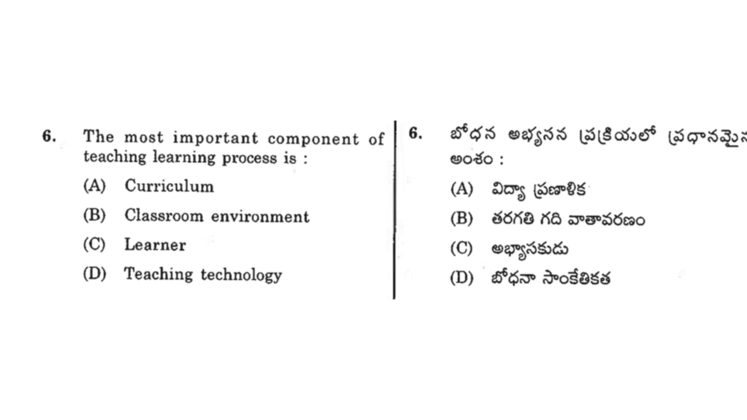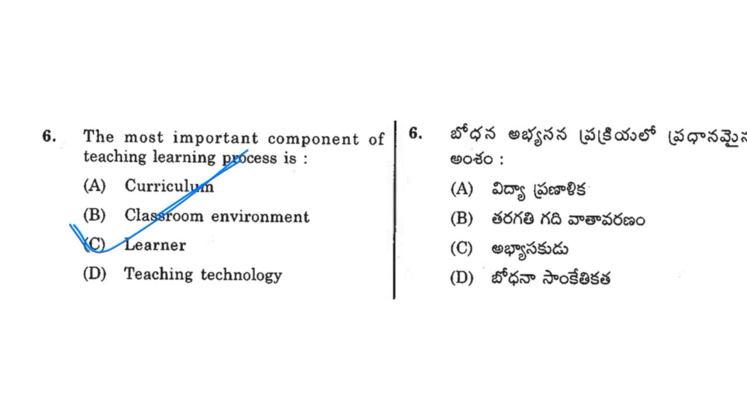Let us start. The first question is, the most important component of the teaching learning process is, options are curriculum, classroom environment, learner, and teaching technology. The right answer to this question is option C, learner.